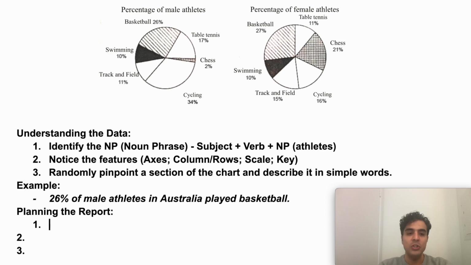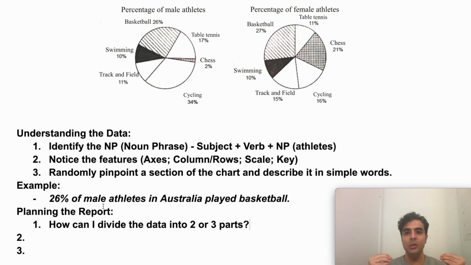Question number 1, or the first question that you need to answer is, how can I divide the data into 2 or 3 parts? Okay, this is question number 1. You always need to look at your data and ask yourself, how can I logically divide this information into 2 or 3 parts? Now, you might be wondering, why 2 or 3? Like, what's the big deal here? Why do I need to write either 2 or 3? Why do I need to come up with 2 or 3 parts?